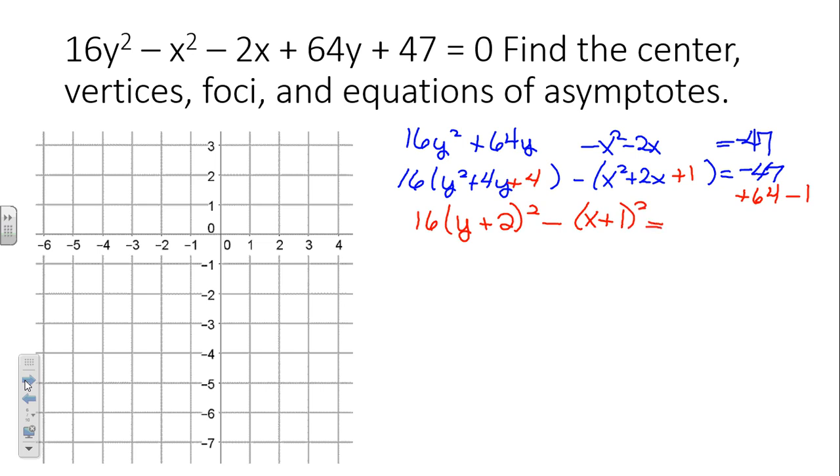And when we add a negative 47 and a negative 1, we get a negative 48 plus 64, which is good old 16. So last step, divide everybody by 16. Nothing wrong with holding that place and calling it (y + 2) squared over 1 minus (x + 1) squared over 16 equals 1. So now that it's in standard form, what's the center?